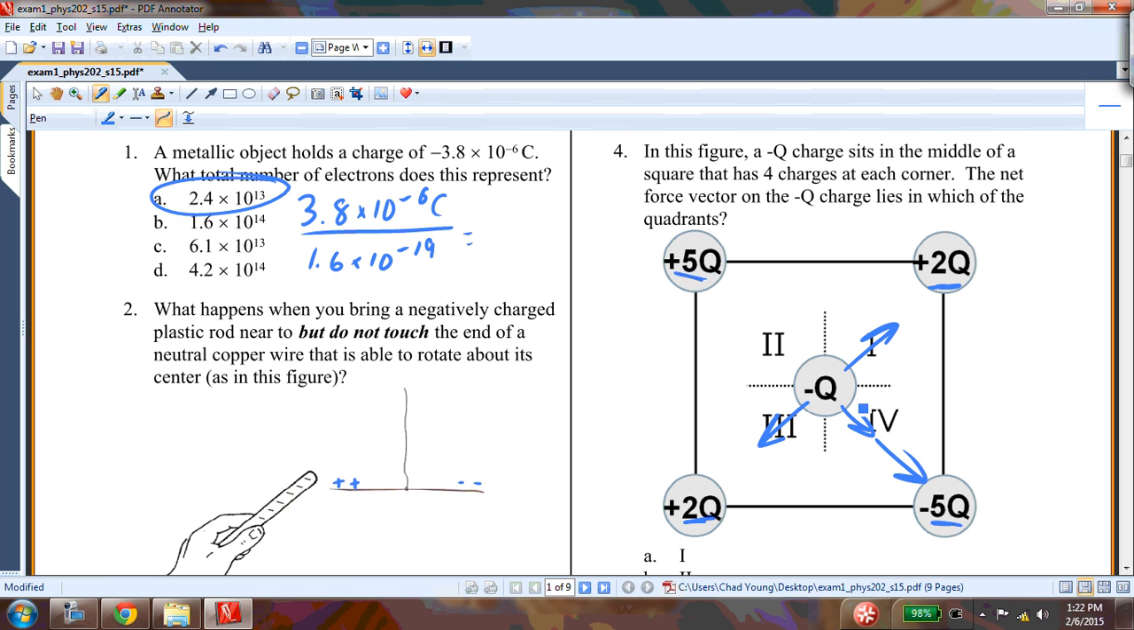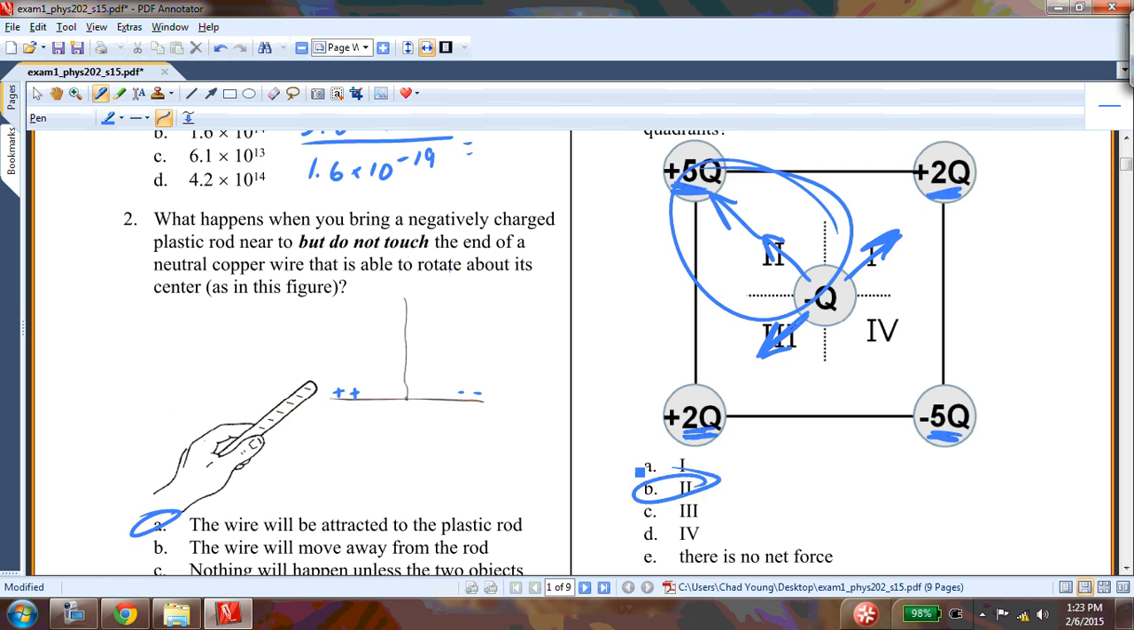Oh, I'm sorry, excuse me, I messed that up. The net force due to this charge will be in this direction, and due to this charge in that direction. It's a negative charge here. The net force due to this charge will be in this direction, because they're attractive, and then due to this charge will be in that direction. So the net force is in this direction, which is in the second quadrant.